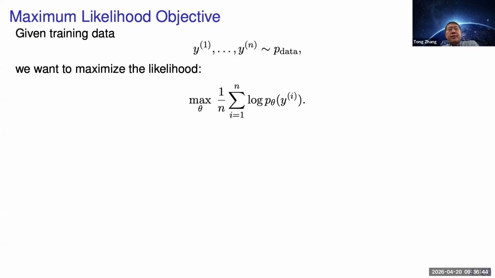Let's look at the maximum likelihood estimate. Given the training data, which comes from what we call P data, the truth, we want to maximize the likelihood. This is a classical statistical method, the most important and most widely used method in statistics, where you want to maximize this. So this is the method.